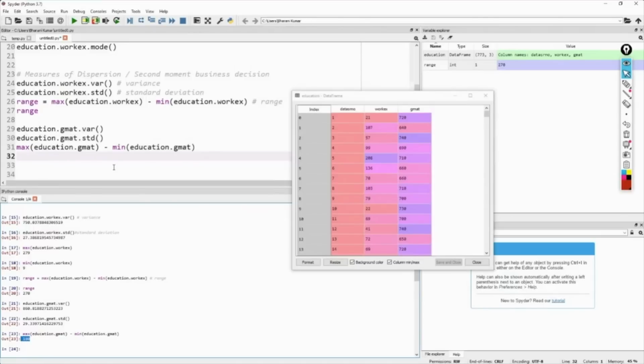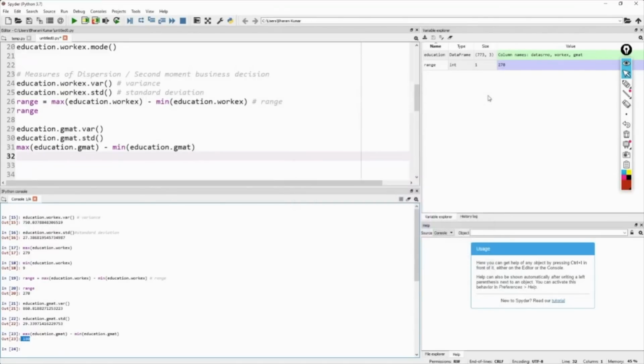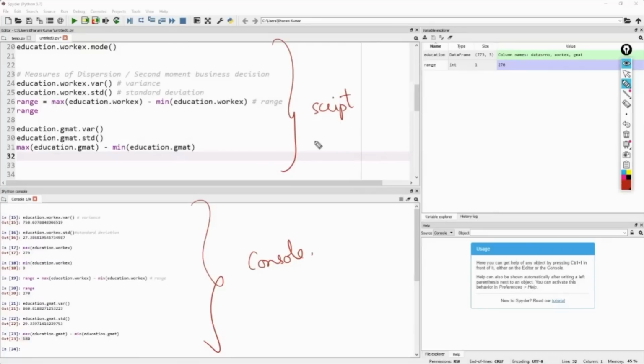This is called as console. Let me quickly write that. This is called as console. And this is called as script window, wherein you write your script or you write your code. Script window. You can write the code here and save it. And for future purpose, you can just save that. And then when you execute that, you see the results in the console here.